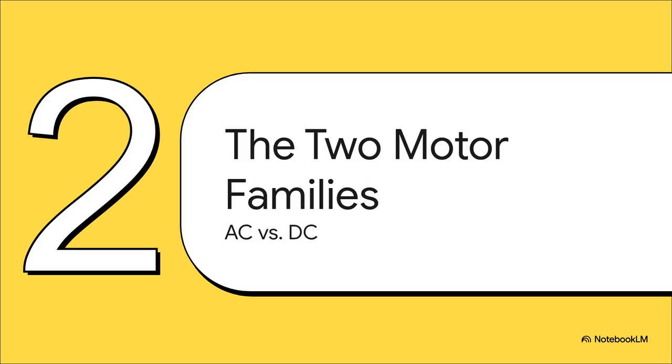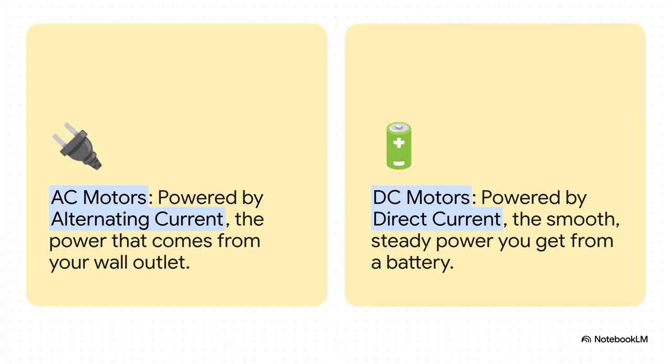Now, to really get a handle on motors, you've got to know they basically come in two main families. Think of it like the first big fork in the road. You've got your AC motors and you've got your DC motors. And it all comes down to the kind of electricity they use. AC, that's alternating current, is the power you get from the plugs in your wall. DC, or direct current, is that smooth, steady power you get from something like a battery. And believe me, this one little difference creates two totally different worlds of motors.